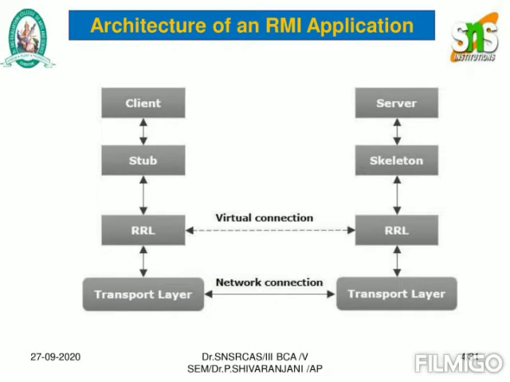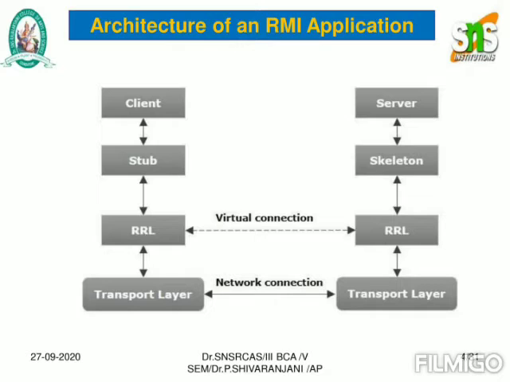It has two different parts: one is the client side and another is the server side. On the client side, you have components like the stub, RRL, and transport layer, and on the server side you have components like the skeleton, RRL, and transport layer. The virtual connection between the client and the server is established with the help of the RRL, and the network connection is established with the help of the transport layer. So the client and server can communicate with each other through the transport layer.